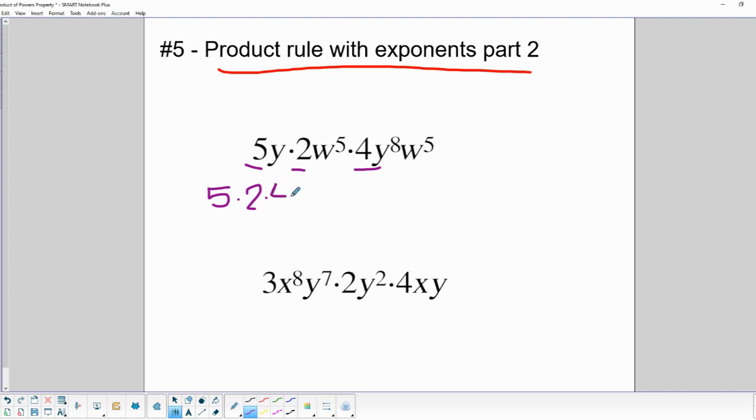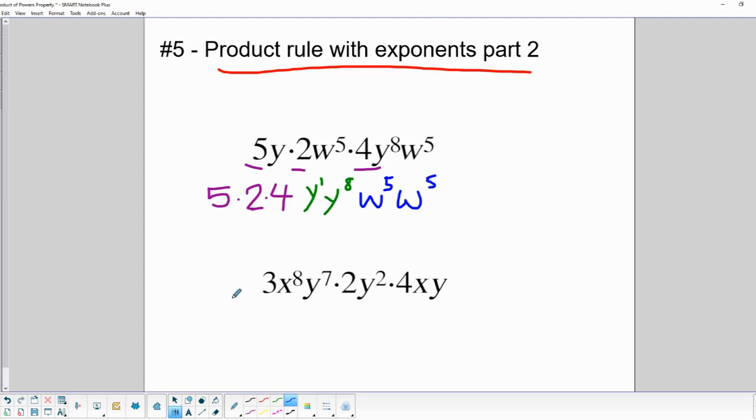And then, so there's the numbers that I just picked out. Let's look at the next variable. That would be y. And since y is by itself, I'm going to put a 1 there, and y to the 8th. And then we have w's. So we have w to the 5th and w to the 5th.